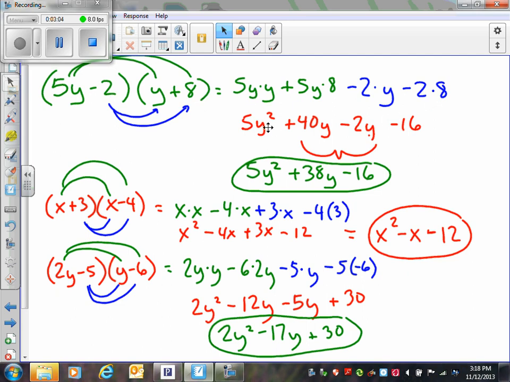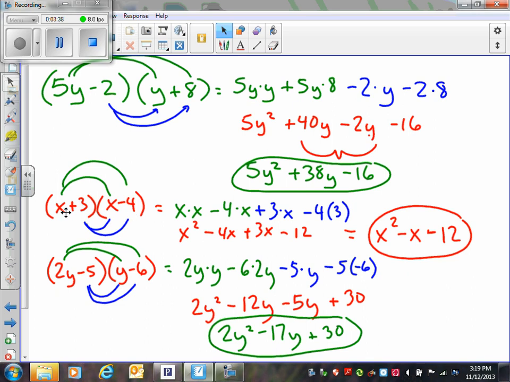So y times y gives us y squared, 5y squared. 8 times 5 gives us 40y. Minus 2 times y is minus 2y. And then minus 2 times 8 is minus 16. Again, the 2 terms in the middle are like terms. So 40y minus 2y gives me 38y. I still have the 5y squared, and I still have the minus 16. On this one, the minus sign is with your second binomial. I've got x plus 3 times x minus 4.